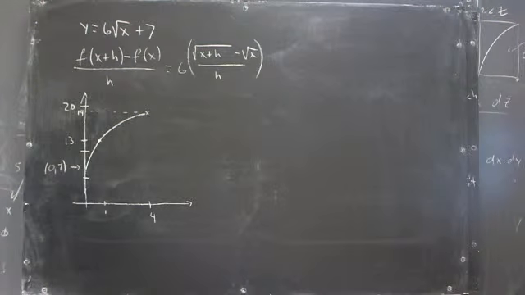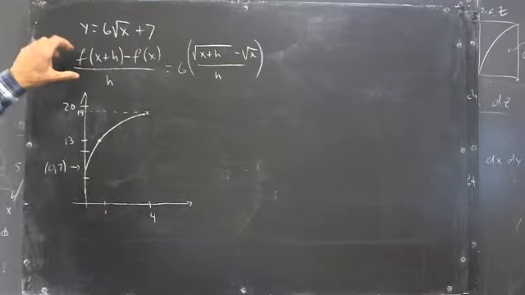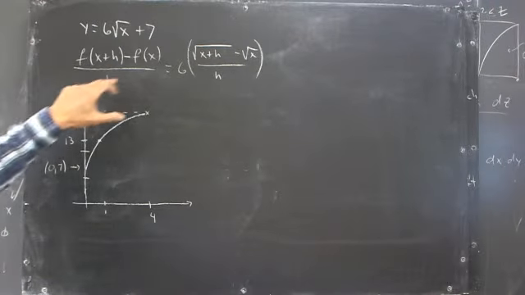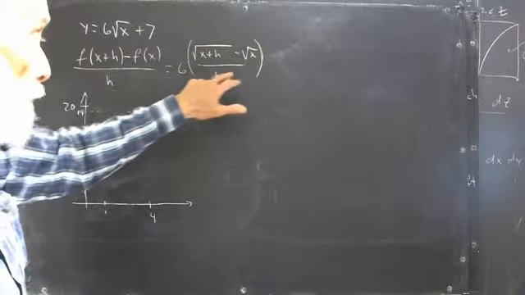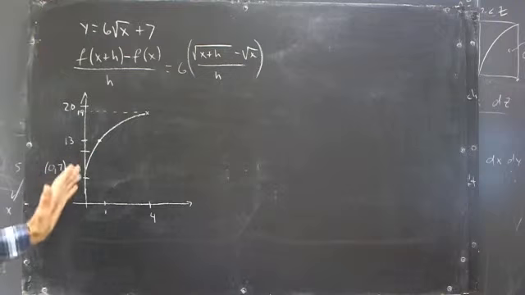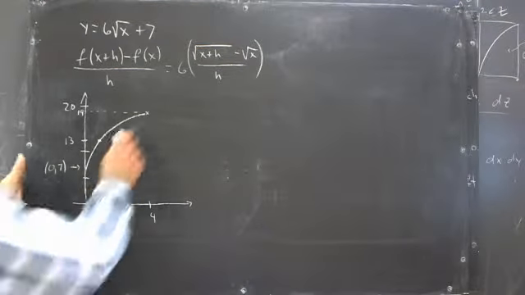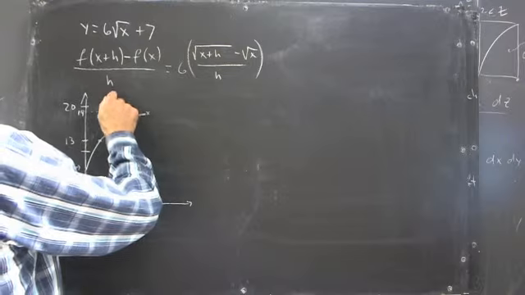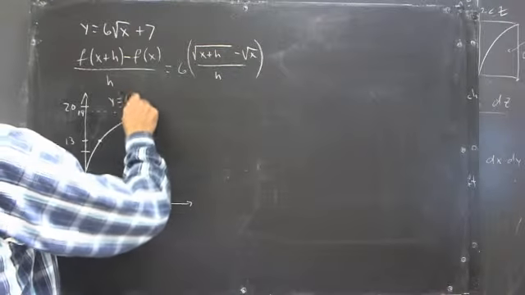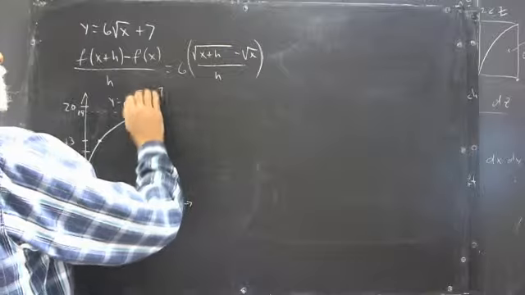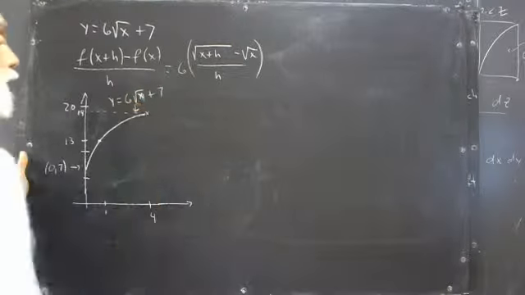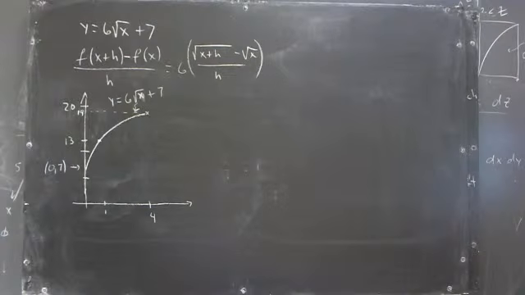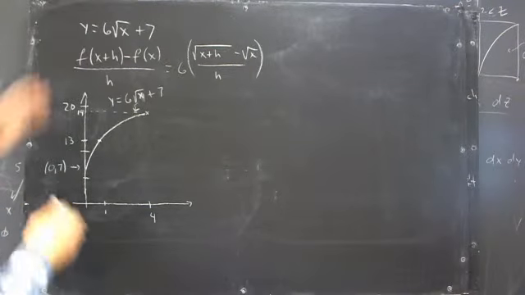To recap where we are, we've got the equation y equals 6 square root of x plus 7, and we're analyzing the expression f of x plus h minus f of x over h, which we've determined is equal to 6 times the square root of x plus h minus the square root of x over h. And we've got a graph of this function. So the graph of y equals 6 square root of x plus 7, x, not 7, here's the graph. Okay?